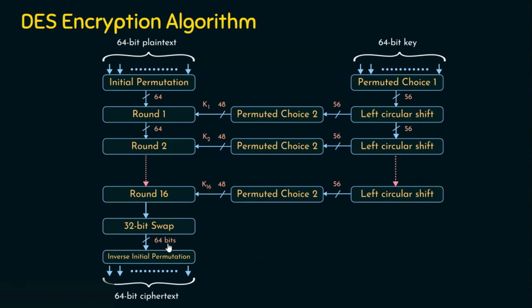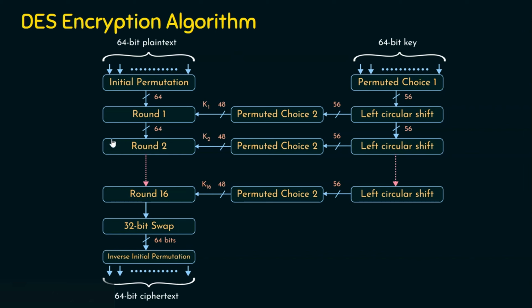Now this is also not the ciphertext. Just recollect what we did in the starting part of the encryption process. The 64-bit plaintext is fed into the initial permutation, right? So we need to inverse it. So the output of this 32-bit swap function is going to be 64 bits and these 64 bits are given to the inverse initial permutation function, which inverses and then gives 64 bits, and these 64 bits are the ciphertext bits. So it's clear that the 64-bit plaintext is converted into 64-bit ciphertext.